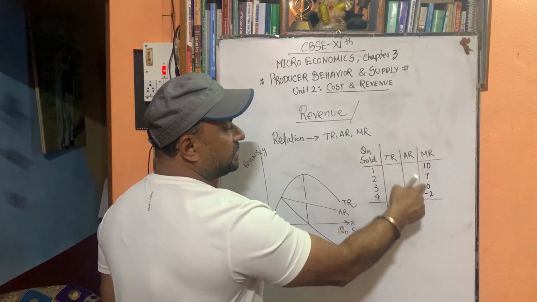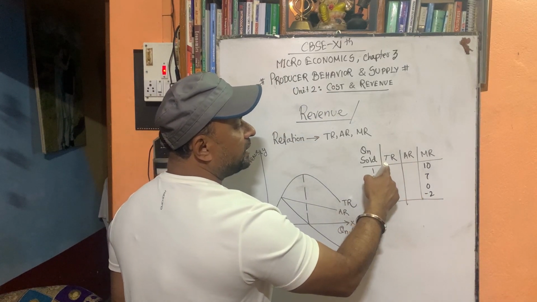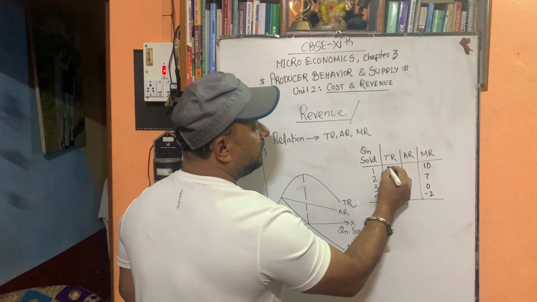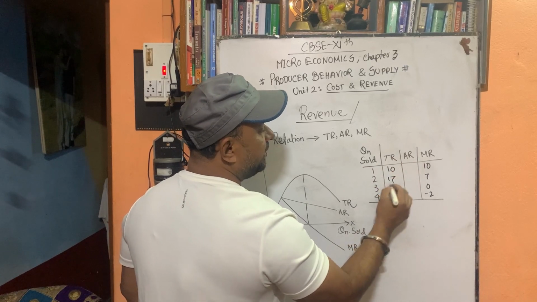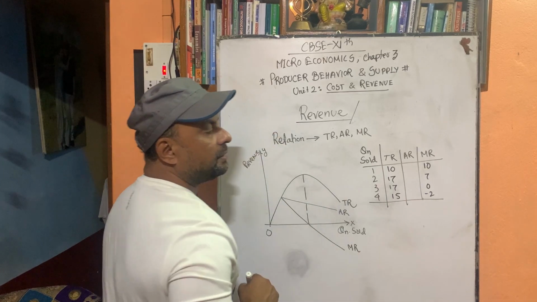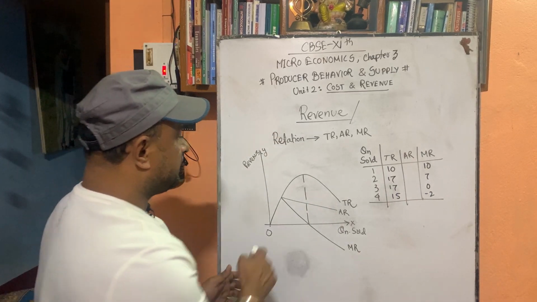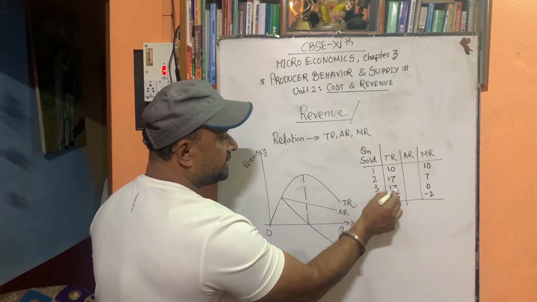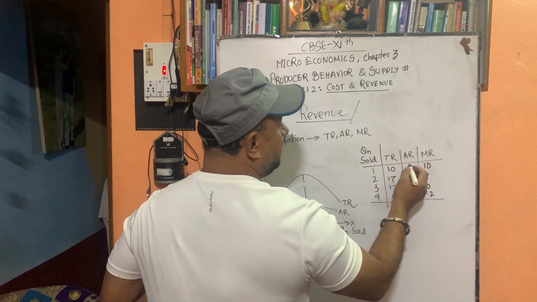Okay, it decreases continuously. The total formula is what? Sum of the marginal revenue. First one is 10, 17, plus 0, 17, minus 2, 15. Total revenue. Now see, total first increases, then decreases.